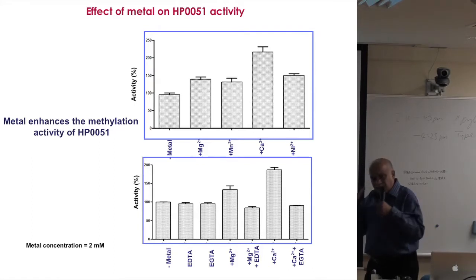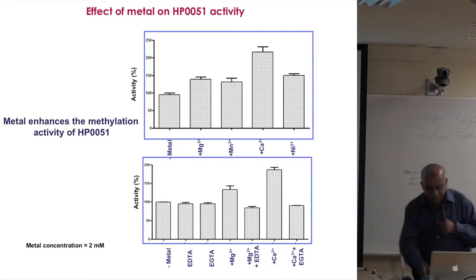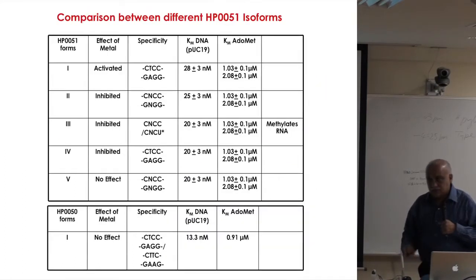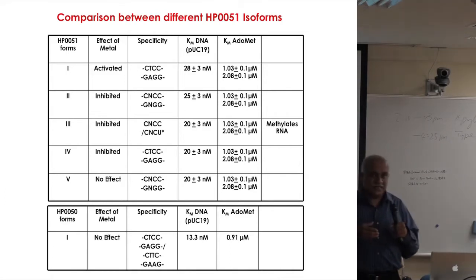So this is with the first prep of enzyme, that 40 milligrams of protein he got, and we did all the characterization. And then it was decided that you should do these experiments reproducibly. And that is where this whole story began for us.